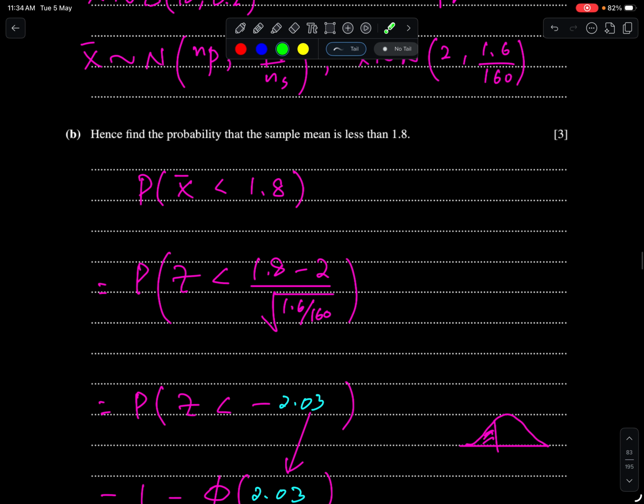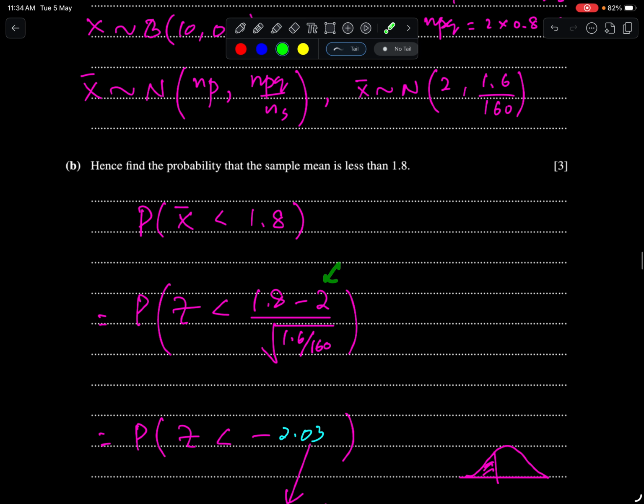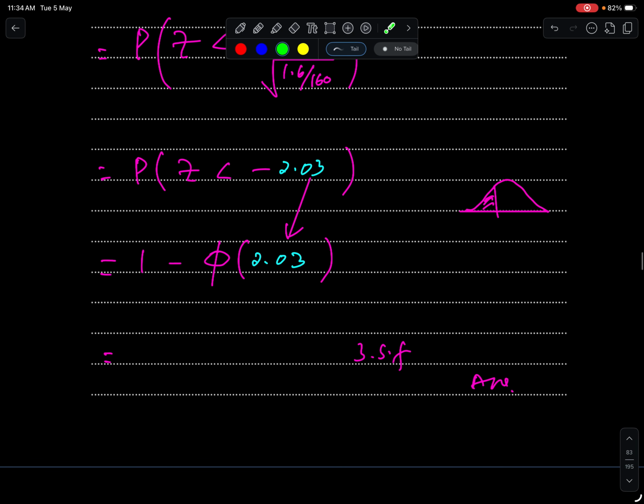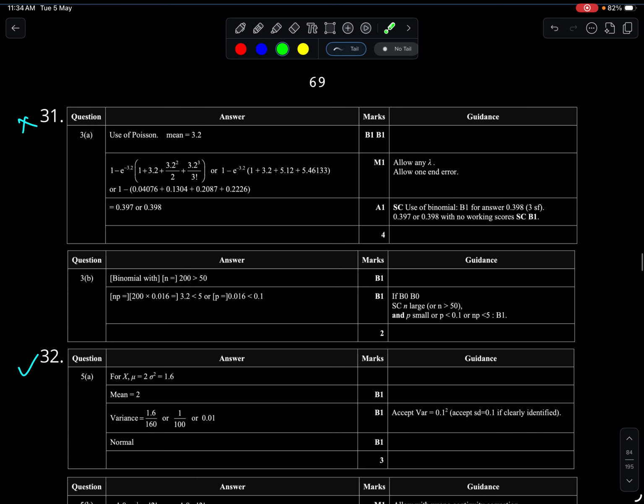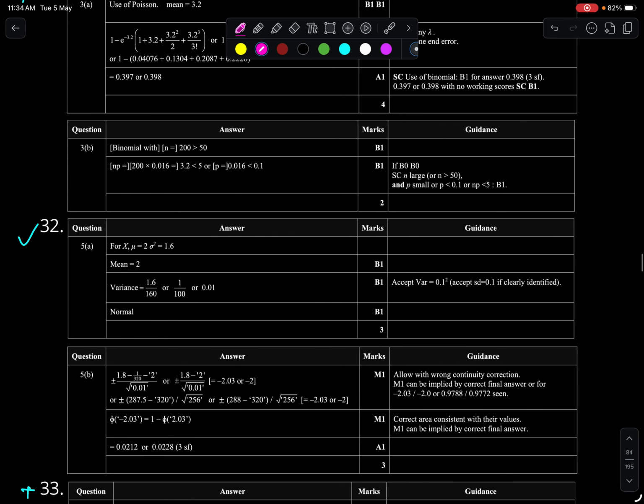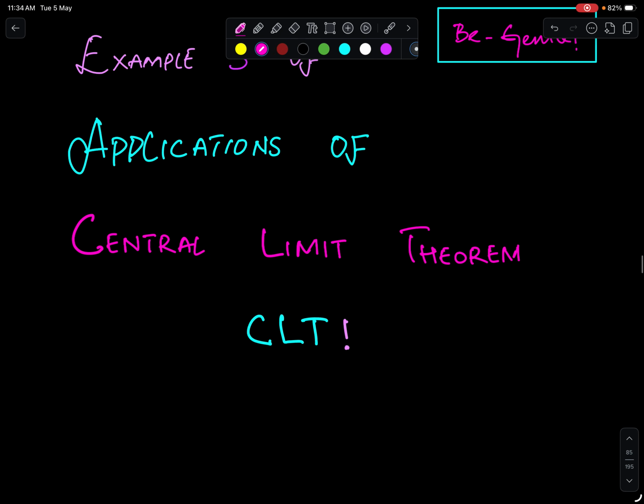Find the probability that the sample mean X bar is less than 1.8. This is here, the mean is here, and the square root of this is here. Now this is a small area, so 1 minus 5. Write your answer up to 3 SF.